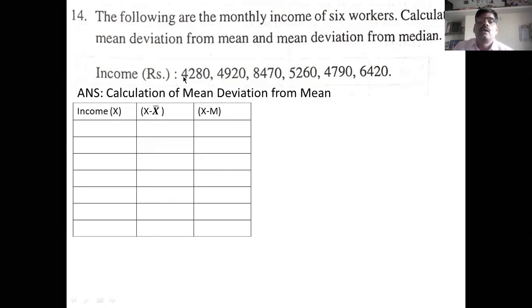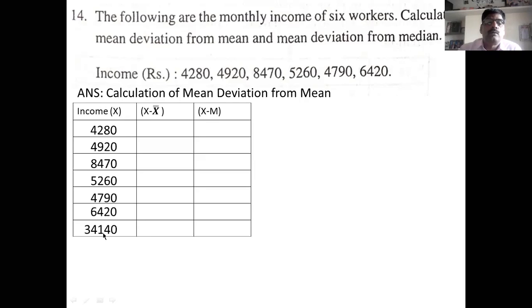You see the values. I'll write the values here: 4,280, 4,920, then the third, fourth, fifth, sixth. These are the six values. Okay. You take the total of these six numbers. The total of these is 34,140. Remember this. This is the total of the six values. Then write the equation.